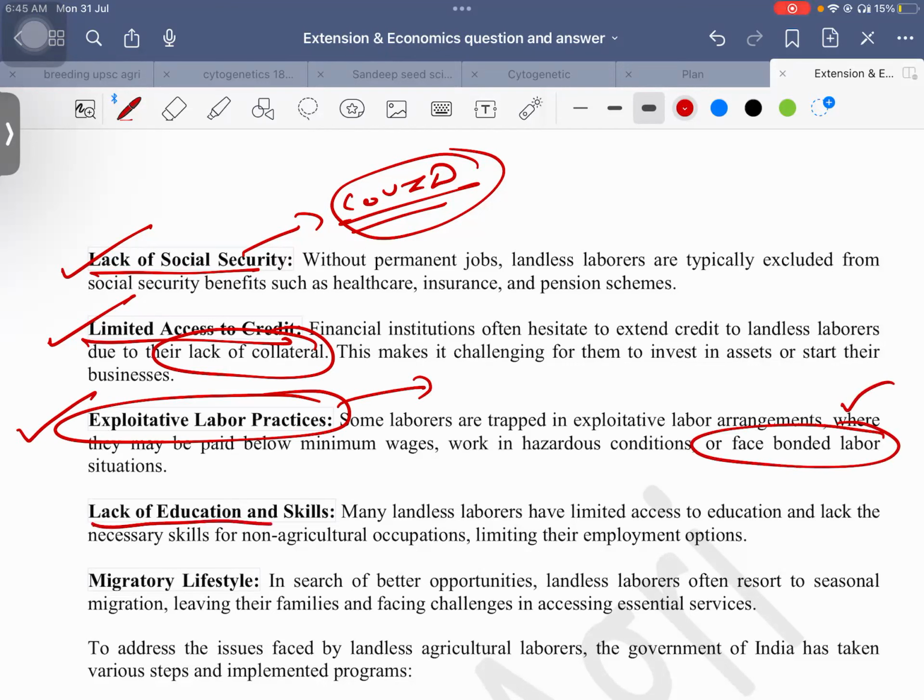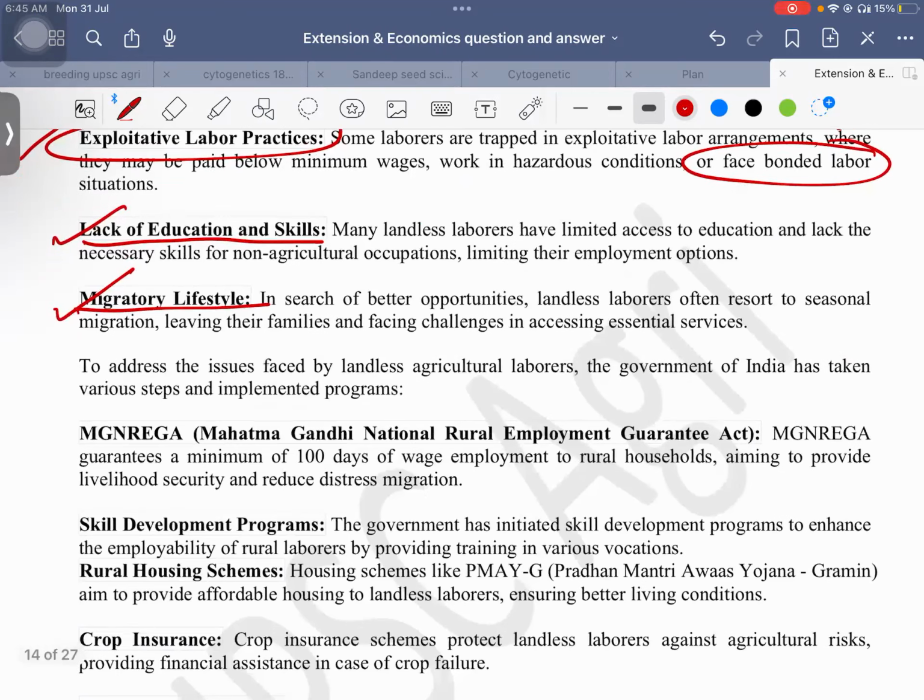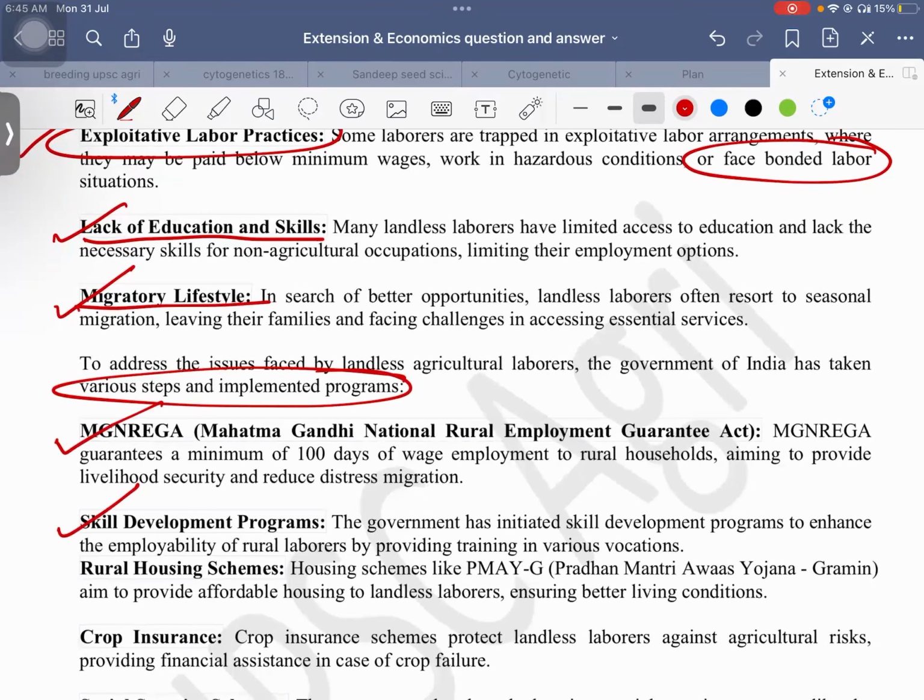And lack of education and skill, and a migratory lifestyle. They move from one place to another. So what steps has the government taken? MGNREGA is there. Skill development programs, the government is doing a lot of skill development. Skill India we have, and we are also promoting SHGs, which are indirectly helping the small and landless laborers.